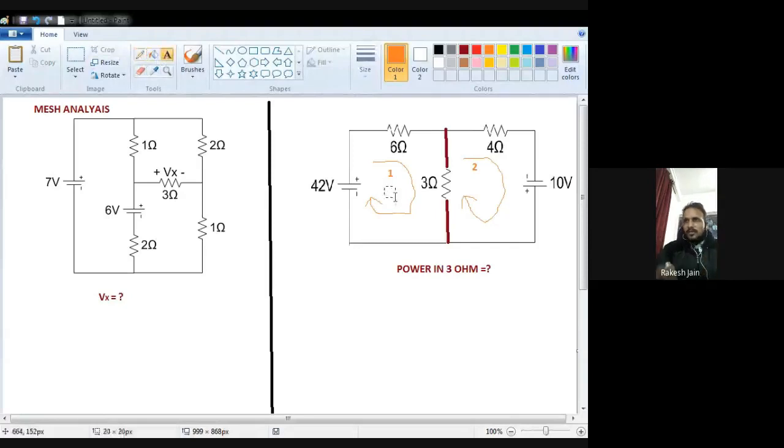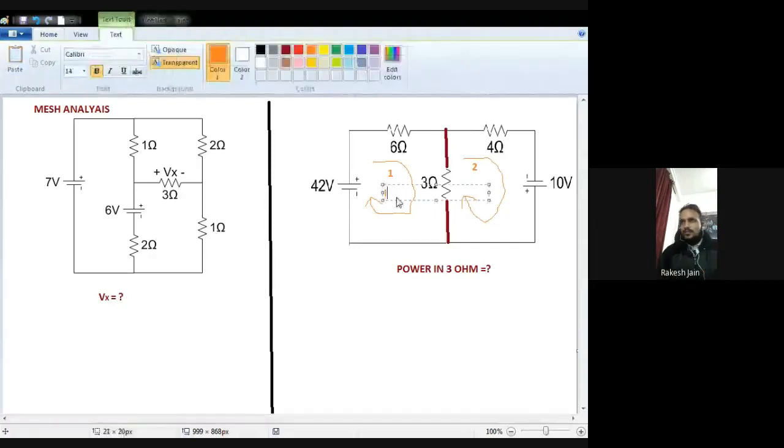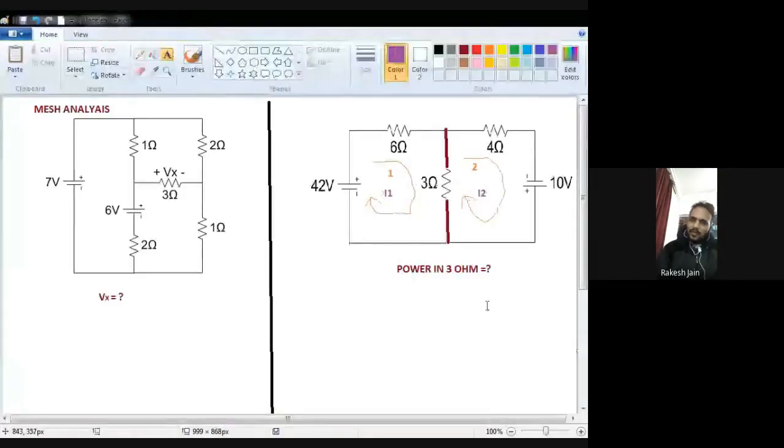Denote the abbreviation for those currents. The first current, let's suppose, is I1, and the second current is my I2, and there are two meshes. The similar thing we apply in the left-hand side numerical also.